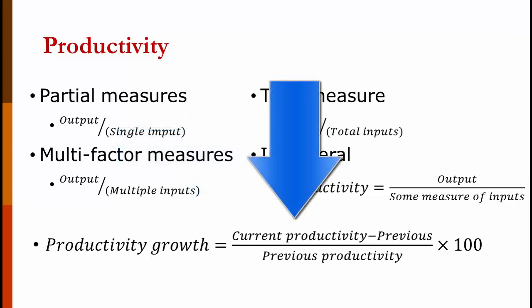You can also measure productivity growth or shrinkage. It's current productivity minus the previous productivity divided by the previous productivity times 100 to make it a percentage.